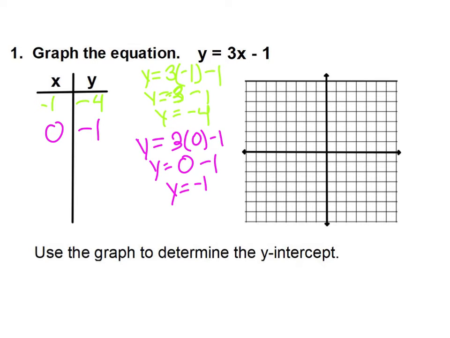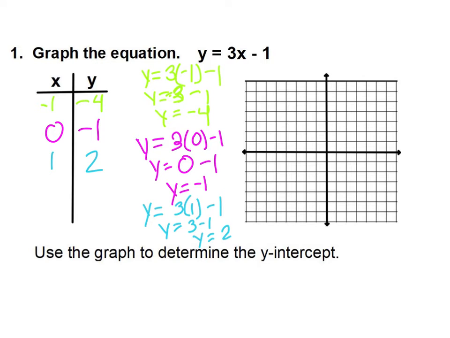And then we're going to pick a third value, which I'm going to use, positive 1. So 3 times 1 minus 1, we have y equals 3 minus 1, which equals 2. So that means when x equals 1, y equals 2.